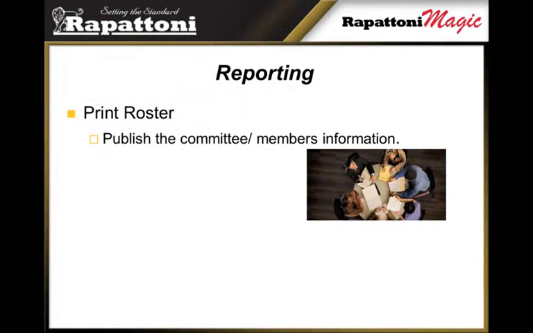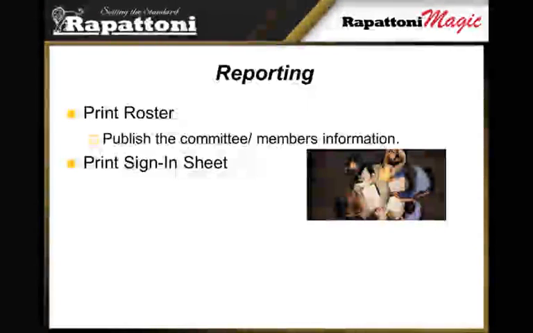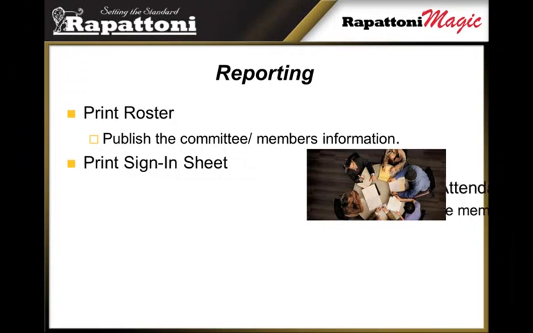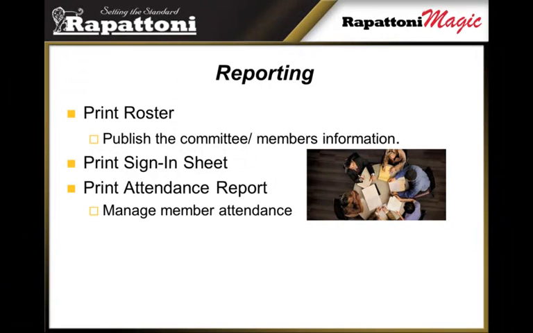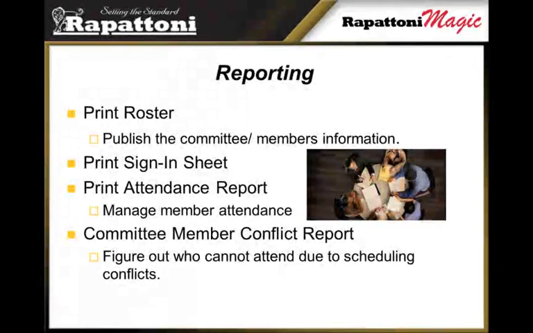So under your reporting options, some of the things we covered was to print a roster. A roster is a publication of the members' information that serves on that committee. You may want to print a sign-in sheet for attendance purposes. You can also print an attendance report so you can actually manage the members' attendance. And there's another report called the Committee Member Conflict Report, and this will allow you to figure out who cannot attend a meeting due to some type of scheduling conflict.